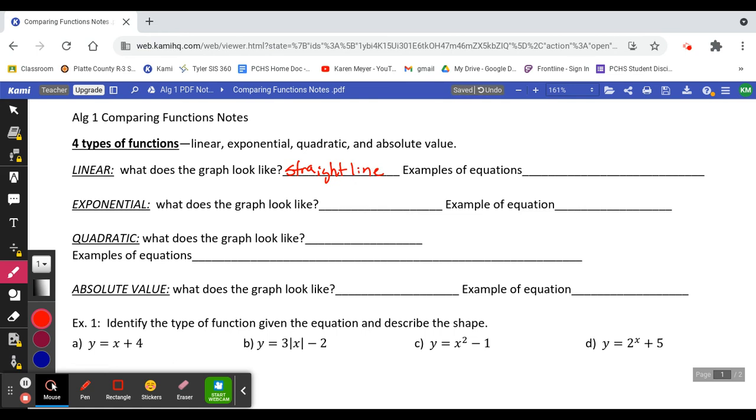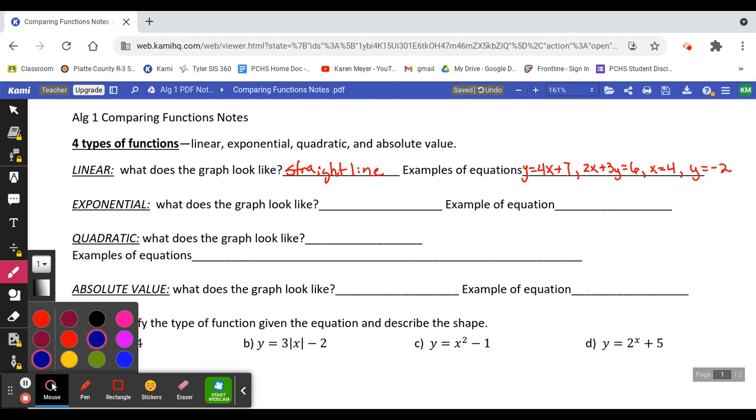What are some examples of equations for linear? Well, you have something that's in slope-intercept form. So y equals 4x plus 7. Or you can have something in standard form. 2x plus 3y equals 6. Or you can have a vertical line. X equals 4. And lastly, you could have a horizontal line, which is y equals -2.